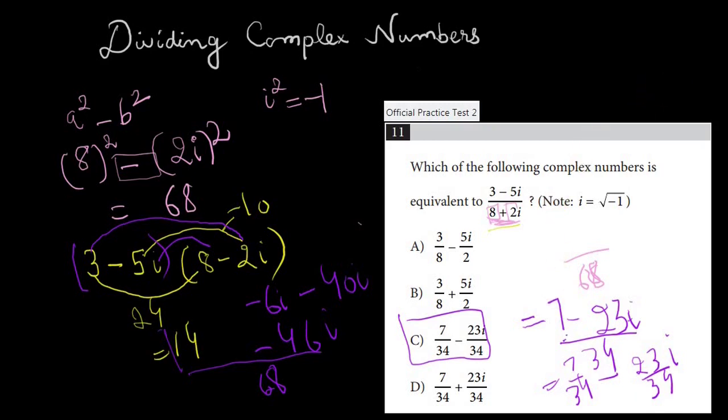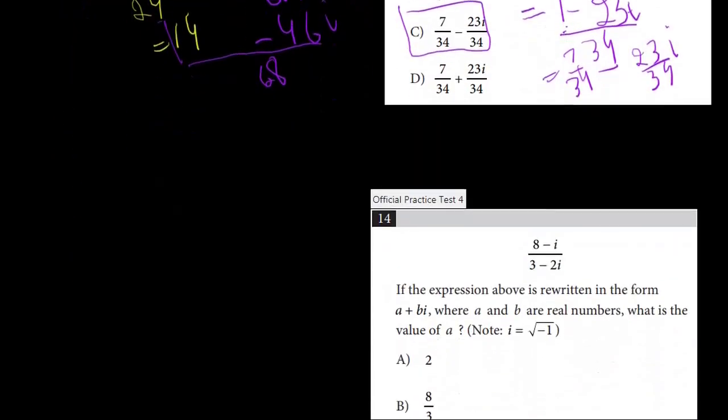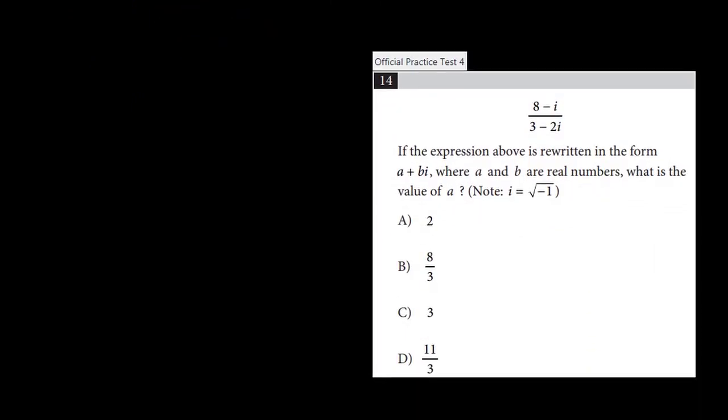And so for the second question, let me scroll down to the second one. And I want you to pause the video and give this one a go yourself. Okay, so now let's just give it a read. If the expression above was rewritten in the form a plus bi, where a and b are real numbers, what is the value of a?